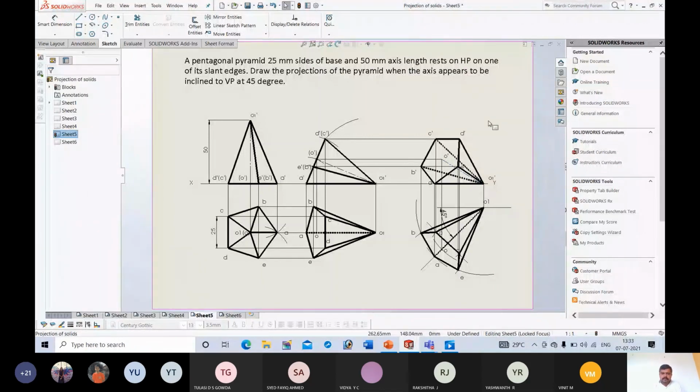Here you can see A1, A dash, O1 dash. In the final view also, A dash, O1 dash is on the XY line. That means this is the view of the solid, that is the pentagonal pyramid, when it is resting on a slant edge on HP and the axis is making 45° with VP. In this orientation, if you look from the front, it will be represented like this. Okay, so I will consider one more problem.